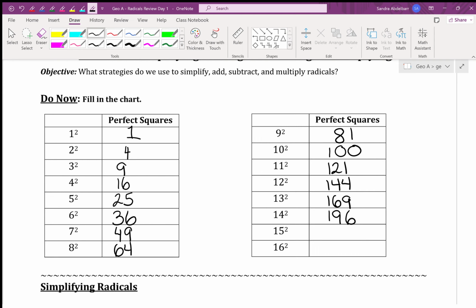196. Do you guys know the trick between 13 squared and 14 squared? You're just switching the 6 and the 9. So 169, then 196. That's the only way I was ever able to memorize those. All right, 15 squared.